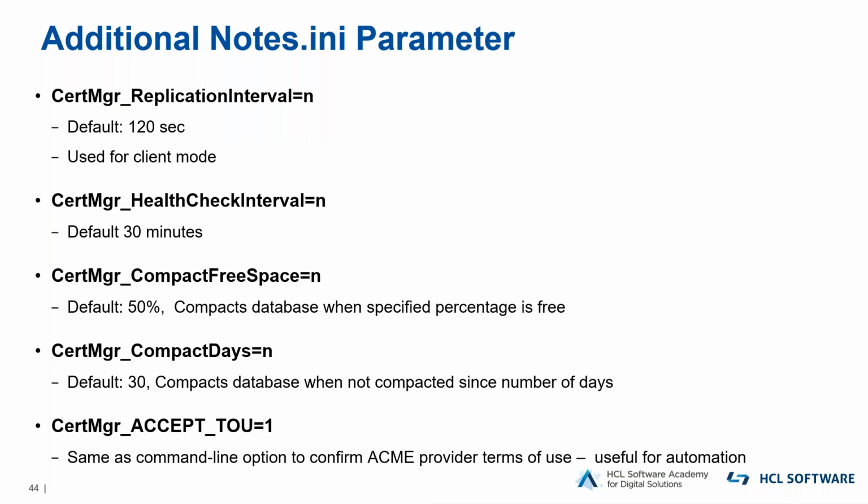Okay, there are a couple of nodes and I parameters. I don't think we need to cover them in detail. I should mention that Cert Manager compacts its own database, because you will probably not be able to compact the database when it is in use. So this is also an automatic feature. By default, if 50% of the database has free space, or if the database hasn't been compacted for 30 days, it will automatically compact the database for you.